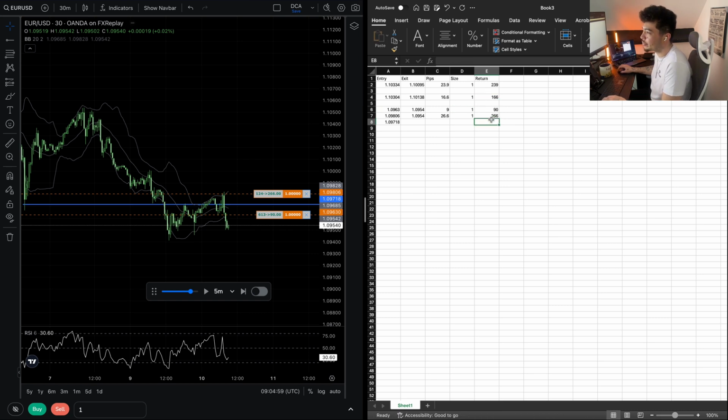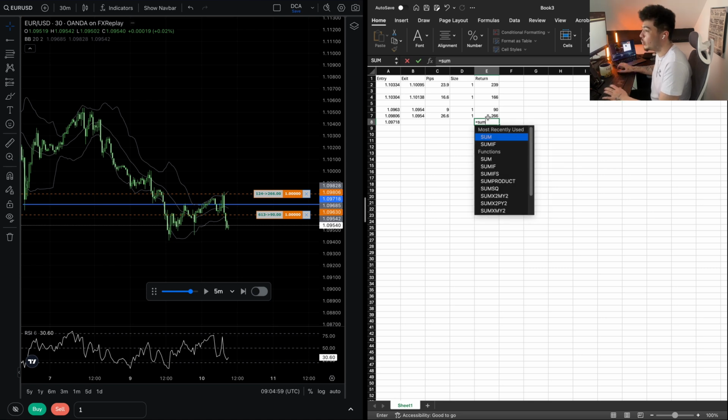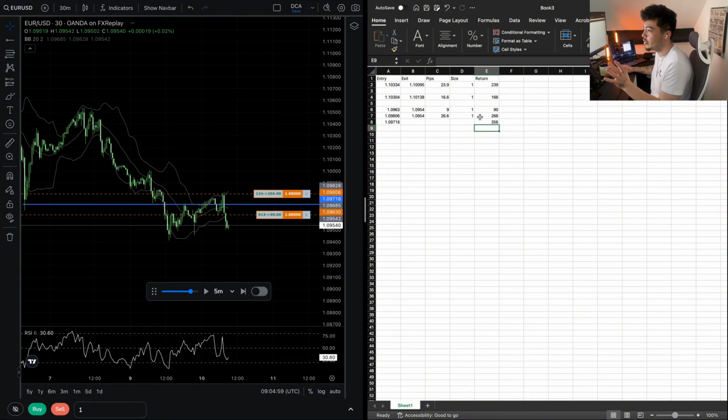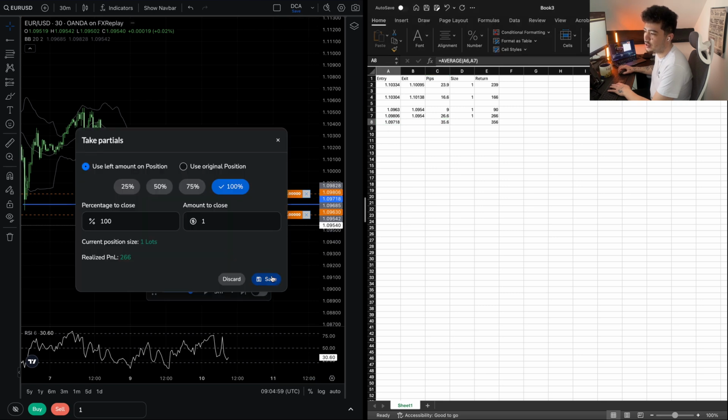There we go. So now again, we just add this up. Remember, we want to keep track of all our trades, but we also want to be able to keep track of our sequences individually. We're not looking to do anything that would ignore that, because it's very, very important. So we can get rid of that. So now we can see this sequence here gave us a total of $356. It gave us 35.6 pips, and this was our average break-even price. So I'm just going to close both of these now.